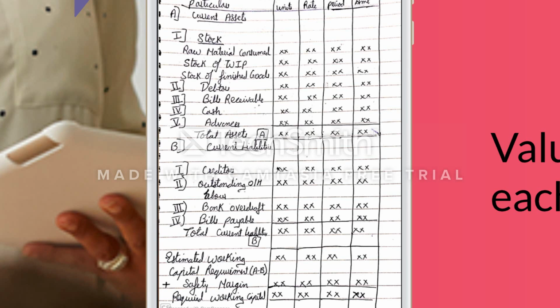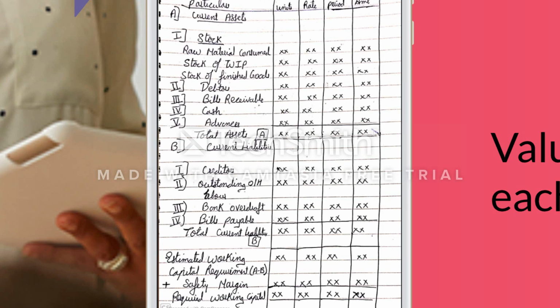How to do that? Format is fixed for all sums, so you can remember it. Under current asset, stock. What kind of stock? First is raw material, work starts, so WIP, work in progress, then you get finished goods. So 3 types of stock. Then debtors, to whom you are selling goods but money is yet to be received. Then comes your bills receivable, advances. You'll get the total of current assets. A part. B part. How do you calculate current liabilities?